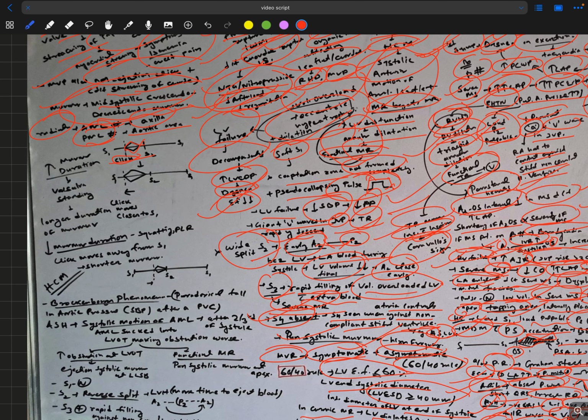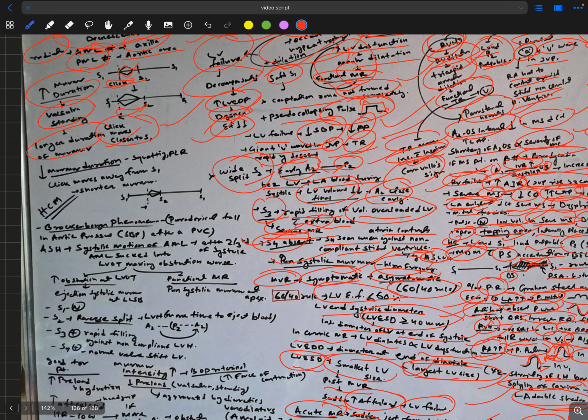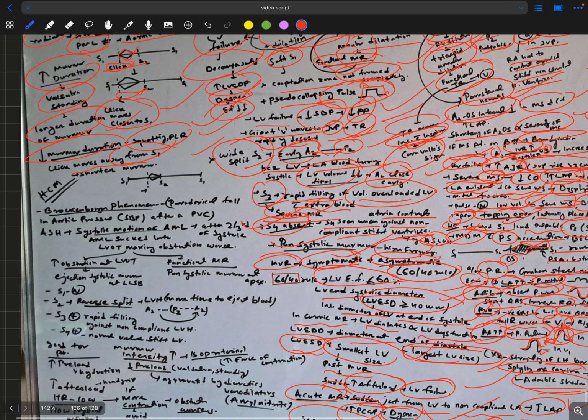Here you can see that when the click moves closer to S1, the murmur duration will increase. When there is less blood inside the left ventricle, the click moves closer to S1, which leads to an increase in the duration of the murmur. So murmur duration increases on Valsalva strain, where there is less volume inside the left ventricle. Murmur duration decreases on squatting and passive leg raise. The click moves away from S1, so there will be a shorter murmur. Here you can see the click is moving away from S1.